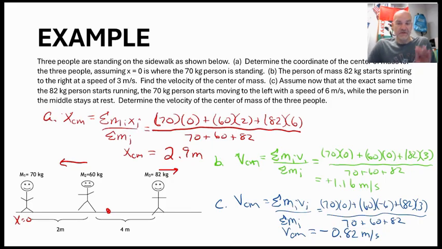So you can see, even though that's a lighter person traveling to the left, because their speed is faster, they're going to create more of an effect on the velocity of the center of mass.